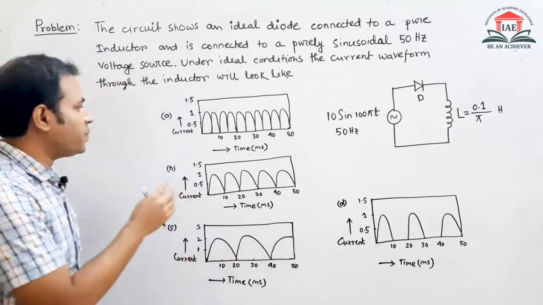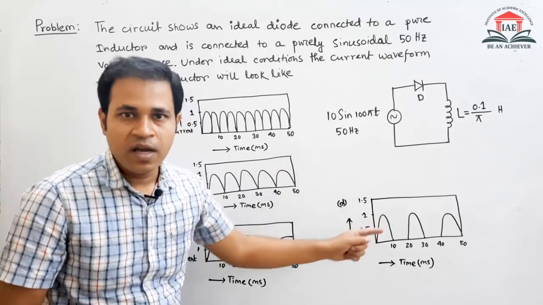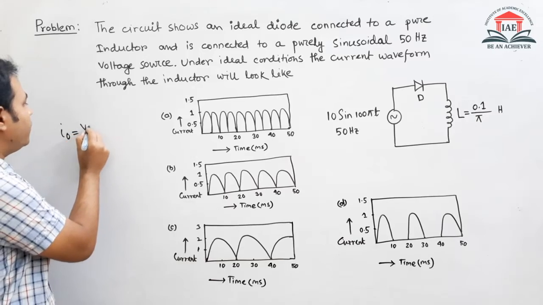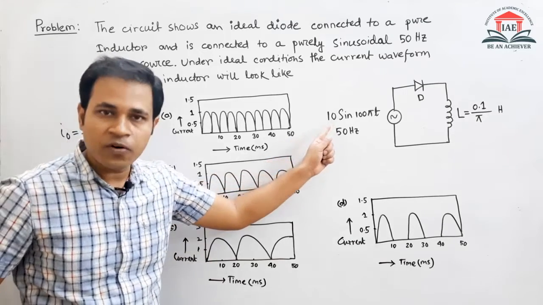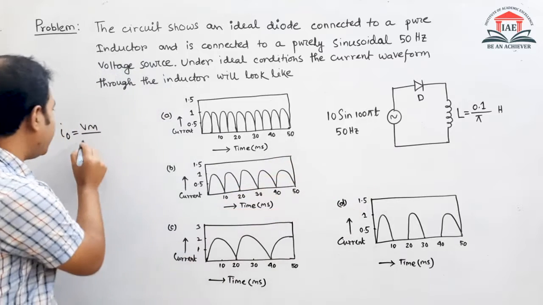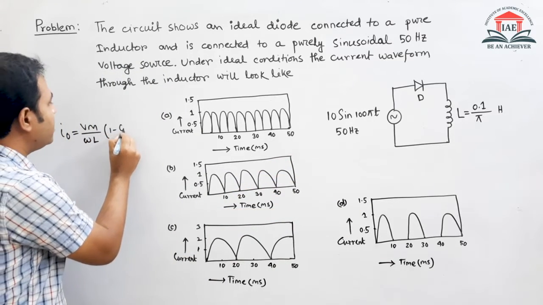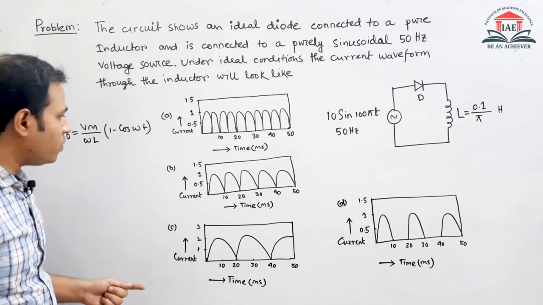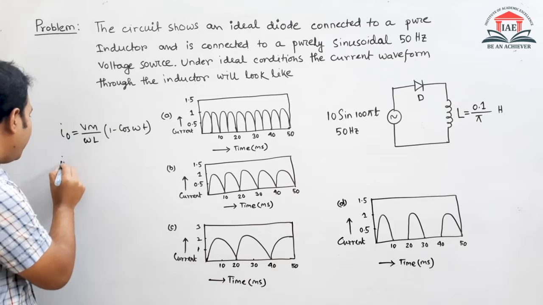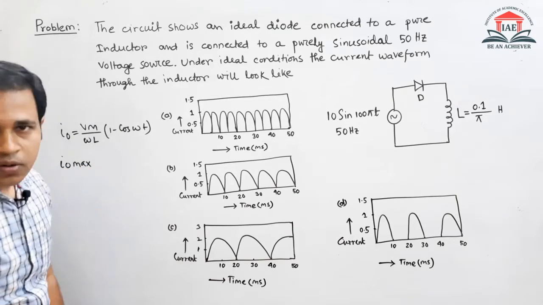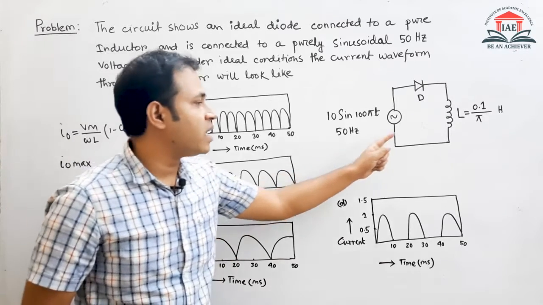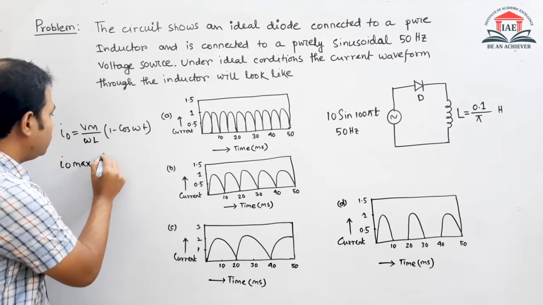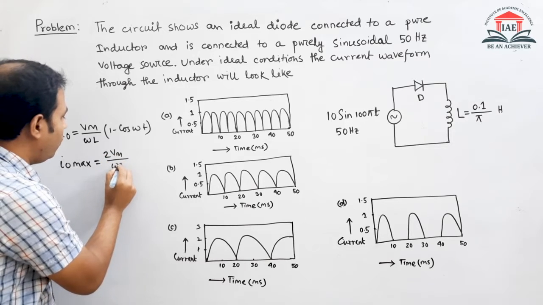Okay, so coming back to the problem, we see that this is the situation. And we know that in this case, the current equation is i0 = (Vm/ωL)(1 − cos ωt), where Vm is the maximum value of the input voltage and ωL is the impedance. Now from this expression we can understand one thing, that is the maximum value of the current. We know that the maximum of the current occurs at ωt = π. I have already discussed that in that video. So it will be 2Vm/ωL.